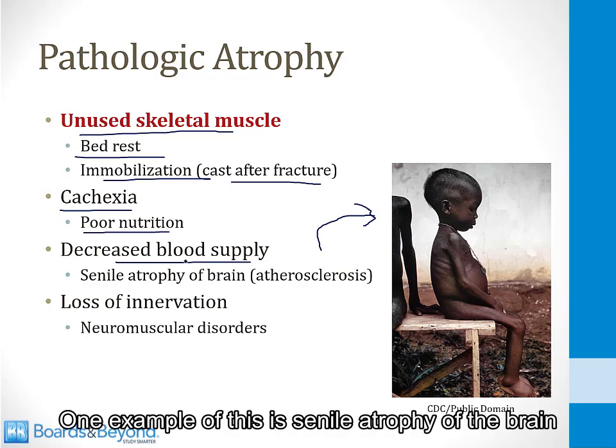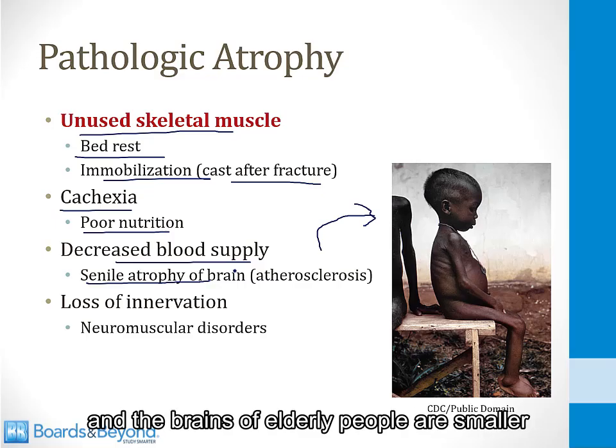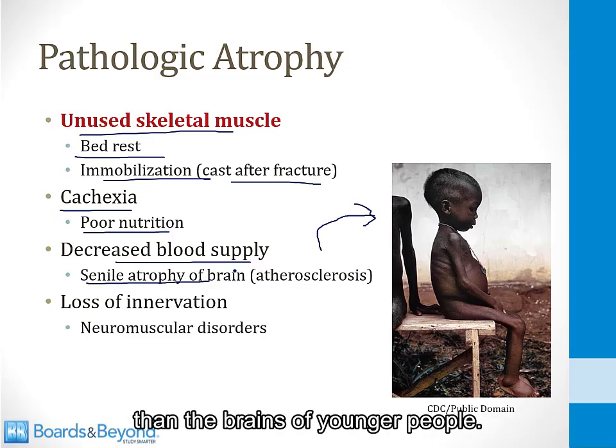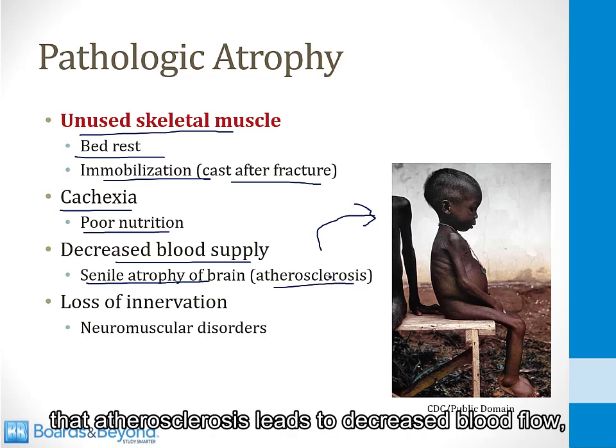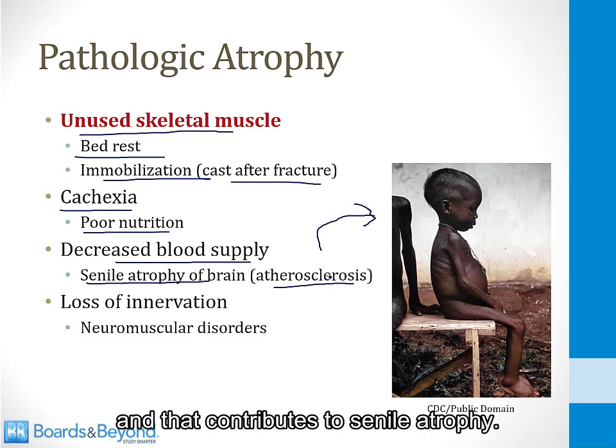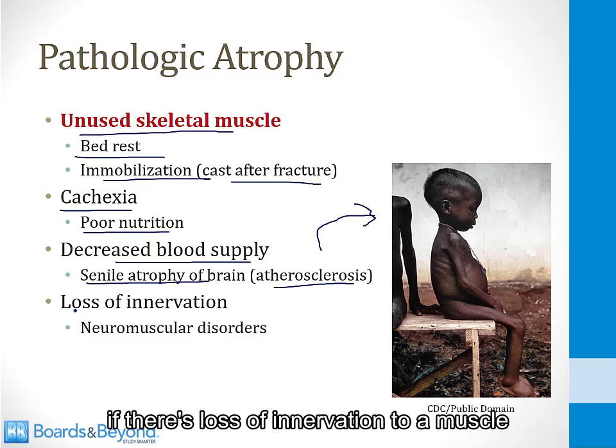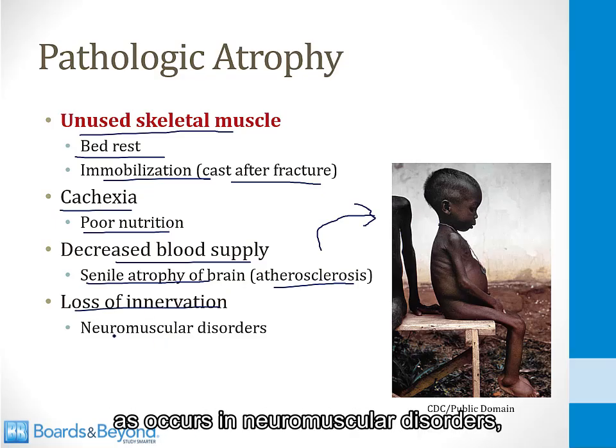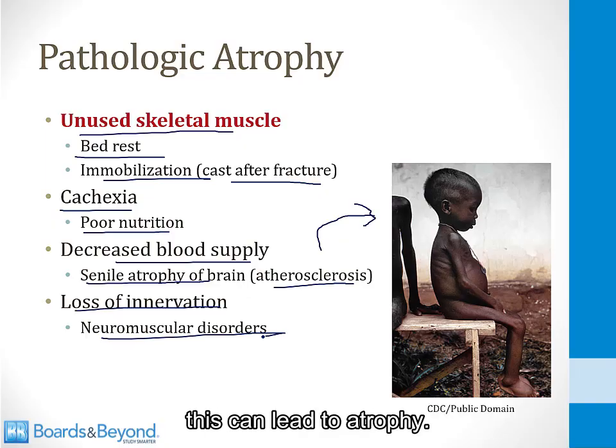One example of this is senile atrophy of the brain. The brains of elderly people are smaller than the brains of younger people. There are many reasons for this, but one of them is believed to be that atherosclerosis leads to decreased blood flow, and that contributes to senile atrophy. And then finally, if there's loss of innervation to a muscle, as occurs in neuromuscular disorders, this can lead to atrophy. This is a big problem for many people with neuromuscular disorders.